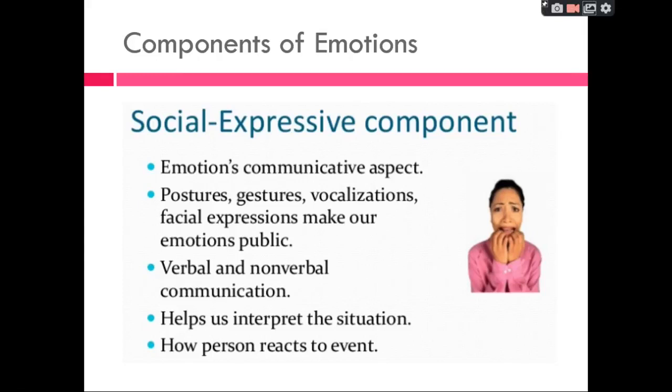All right, so this is the continuation of the emotional self. We are now in the fourth component of emotion, which is the social expressive component. Our emotion has a communicative aspect. How do we communicate with our emotion? We use different kinds of postures, gestures, vocalization, and facial expression to make our emotions public.